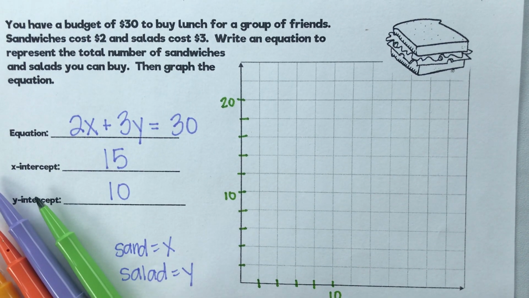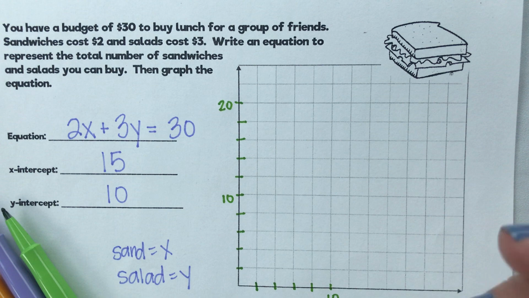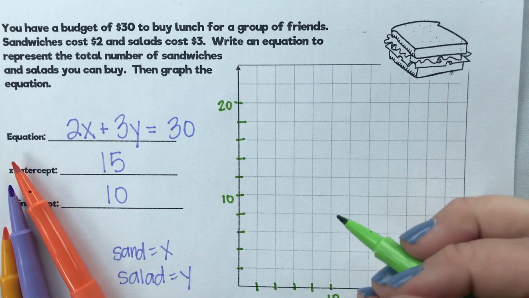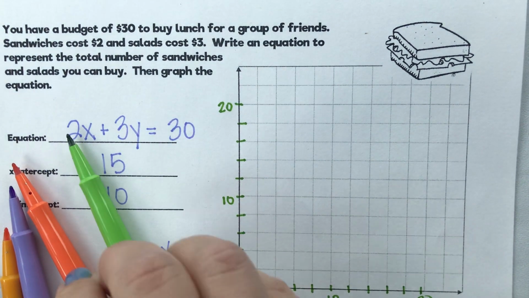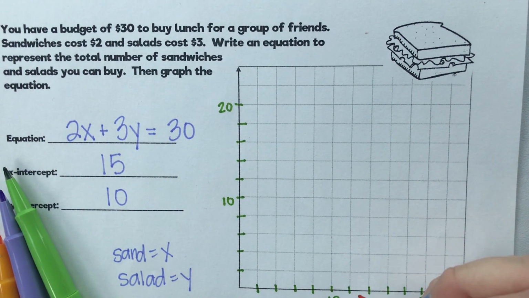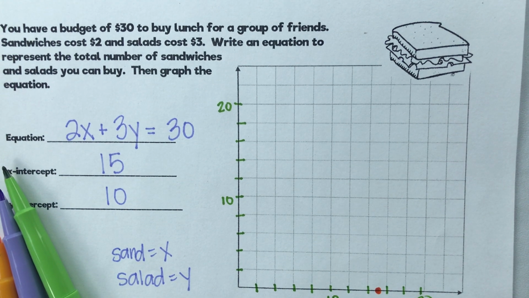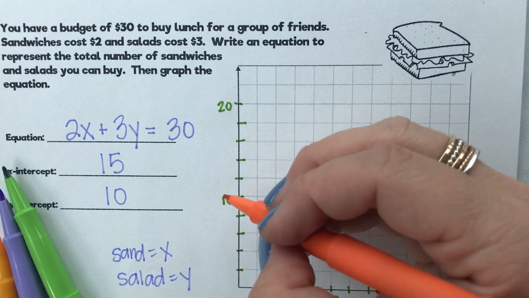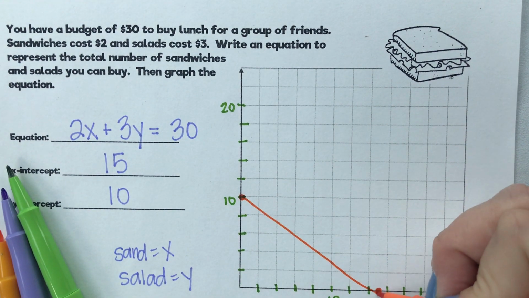Okay, so if I were to only buy, what were these? Sandwiches. Oh, should have gone more. 2, 4, 6, 8, 20. If I were to only buy sandwiches, I could buy 15. So 12, 14, 15. If I were to only buy salads, I could buy 10. And that would be my line.